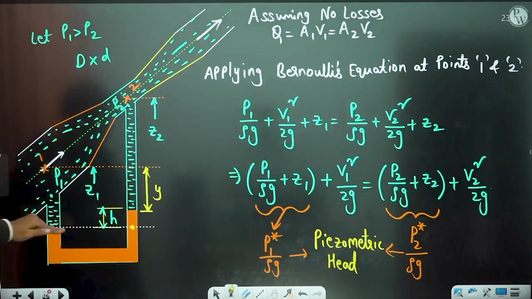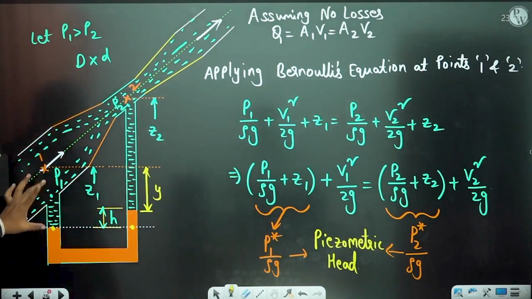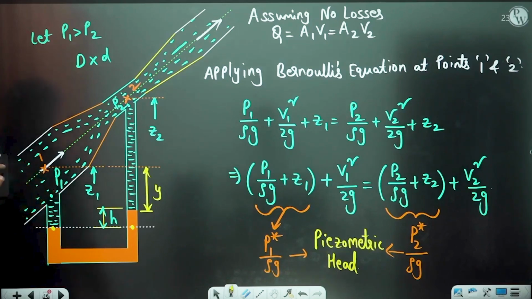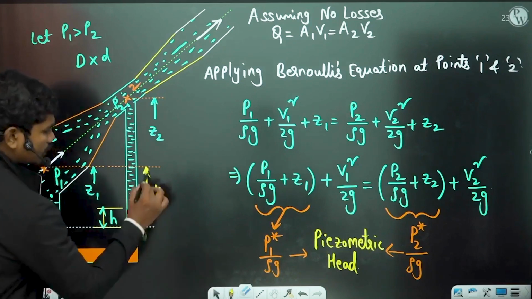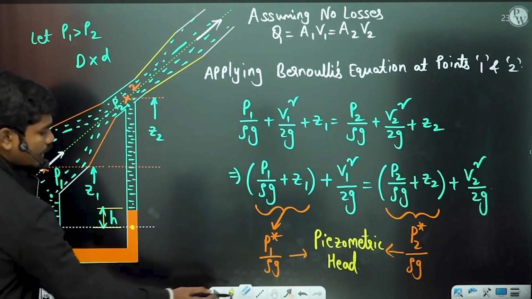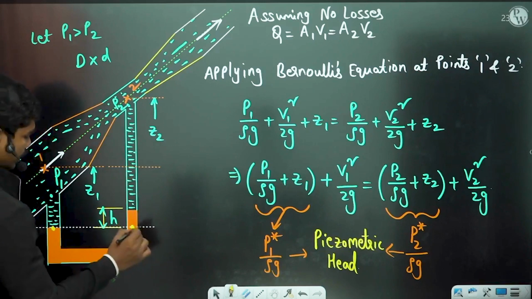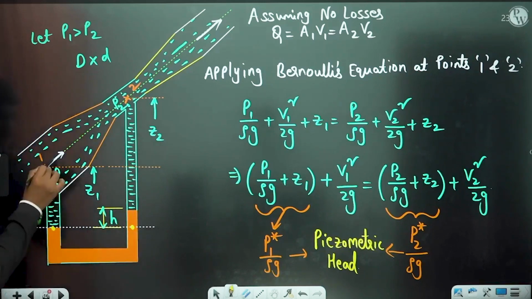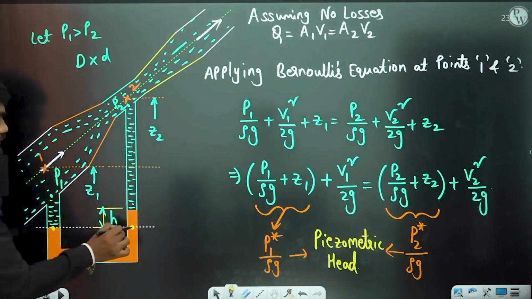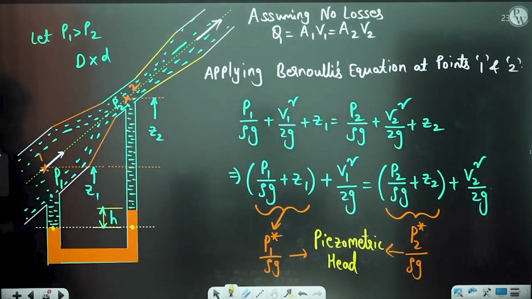So let us suppose this is the datum, so P1 plus rho g z1, the elevation, let us take for example. Let us take this as the datum, then there is generally no need of this y because it gets eliminated anyhow. From this point, this is at a height of z1 and from this point this is at a height of z2, for example.